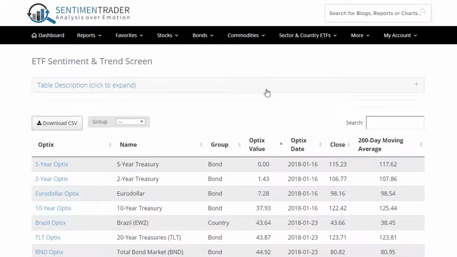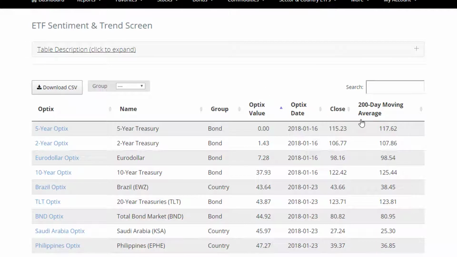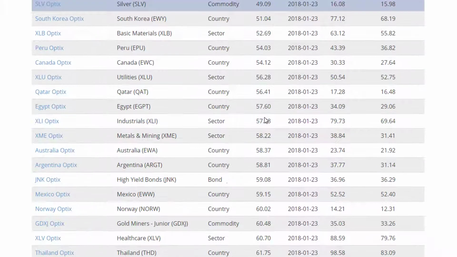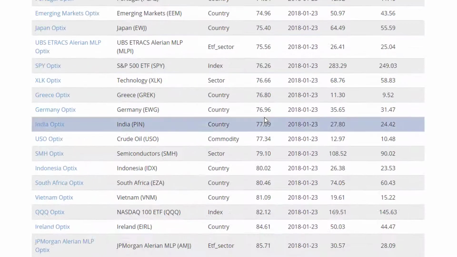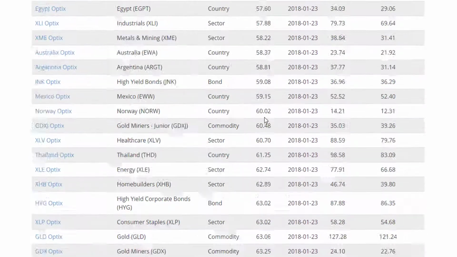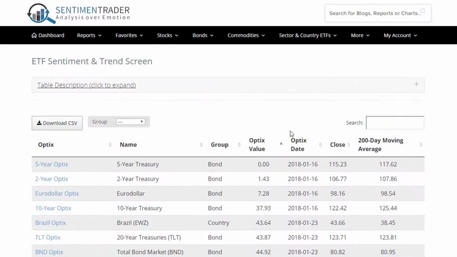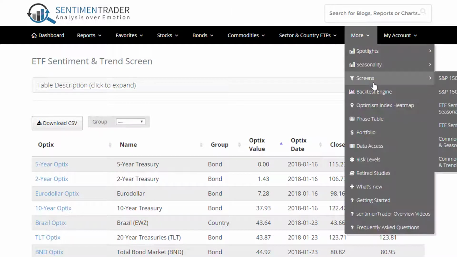Again, for more information, you can just click the table description. These are ones where the fund is trading above its 200-day moving average, but showing pessimism currently, and those will be highlighted in green. Again, we're not seeing any of those. We're actually not seeing any of either extreme. The other extreme would be below its 200-day moving average, but showing high optimism, and those will be highlighted in red.